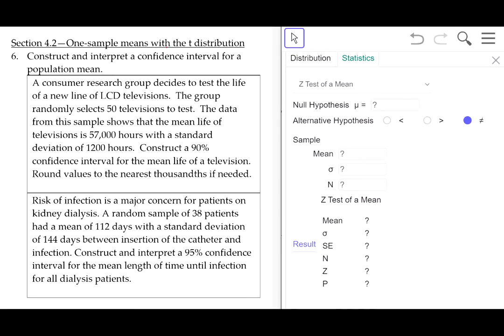The sixth learning objective in section 4.2 is to construct and interpret a confidence interval for a population mean. A consumer research group decides to test the life of a new line of LCD televisions. The group randomly selects 50 televisions to test.